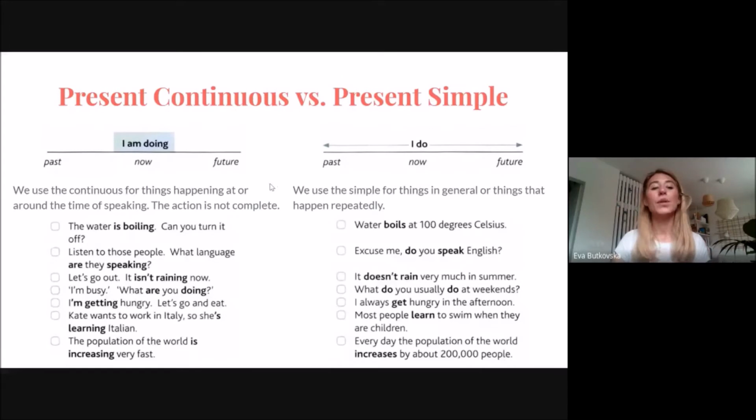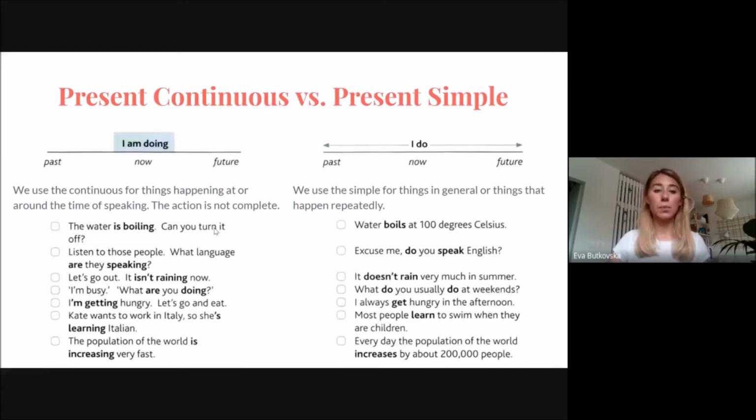We remember that we use present continuous to describe things that are happening now or around the time we are speaking. And on the other hand, present simple to talk about general things or general facts. So let's study the examples. The water is boiling. Can you turn it off? We are using present continuous because it's happening now. But the sentence, water boils at 100 degrees Celsius, it's a fact. Therefore, we use present simple.